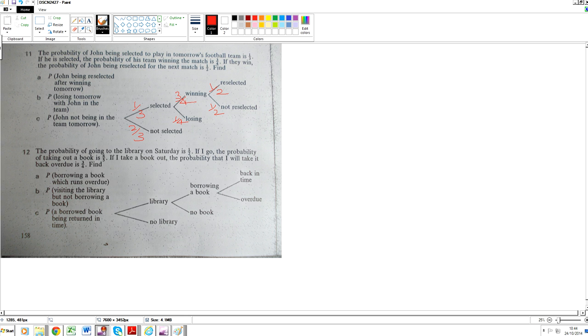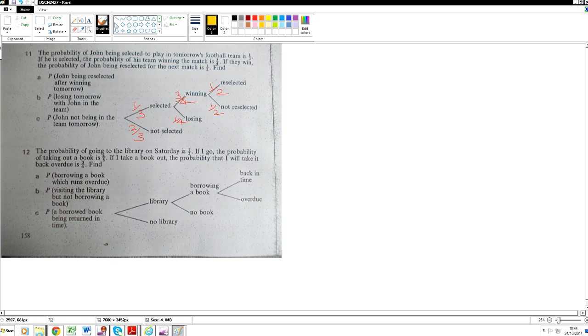Probability of John being reselected after winning tomorrow. So if we just look at this one here now. So it's got to win. So it's going to be selected, winning, and then reselected. So for that one here, the answer is going to be probability of selected and the probability of winning and the probability of reselected. So that gives us probability of 1/3 and means times 3/4 and means times, and the next one is a half. So you need to multiply all of these together.